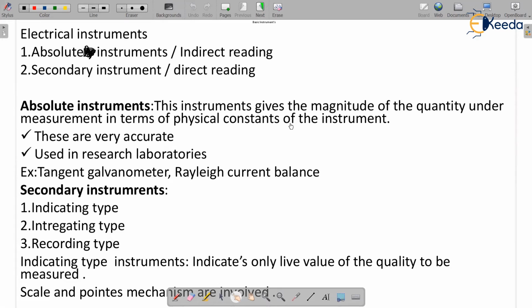Some empirical formulas will be there, and the value you got, you should substitute in that empirical formula, then only you will get what you require. But they are very accurate and used in research laboratories. Examples: tangent galvanometer, Rayleigh current balance.